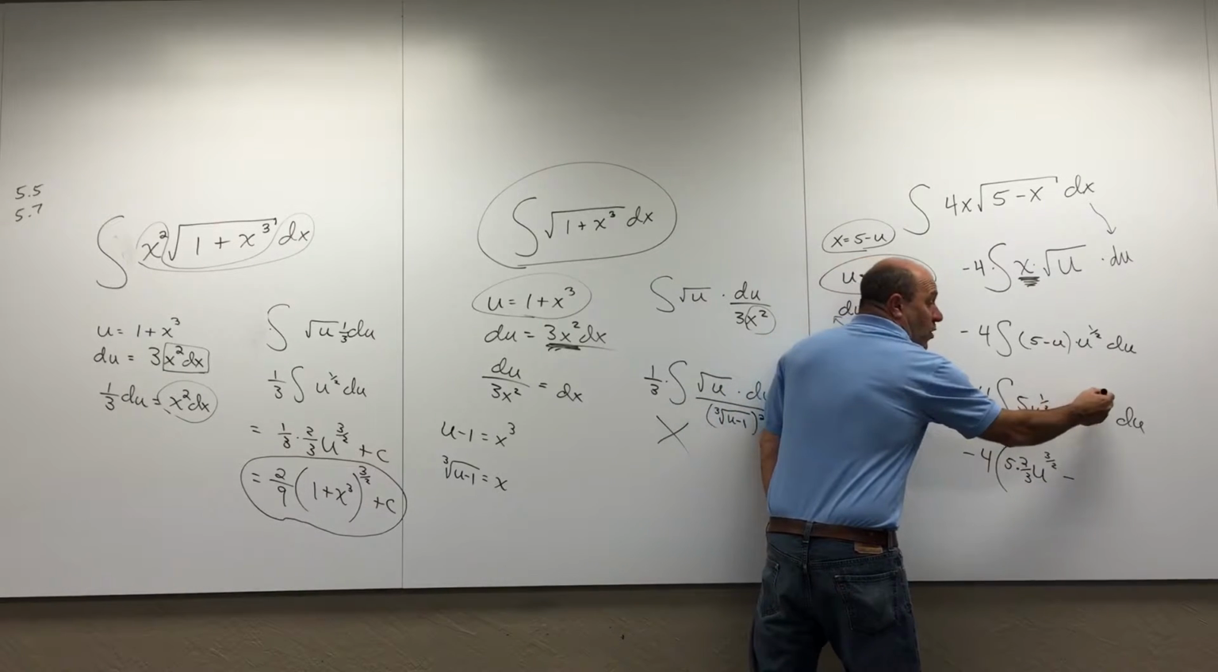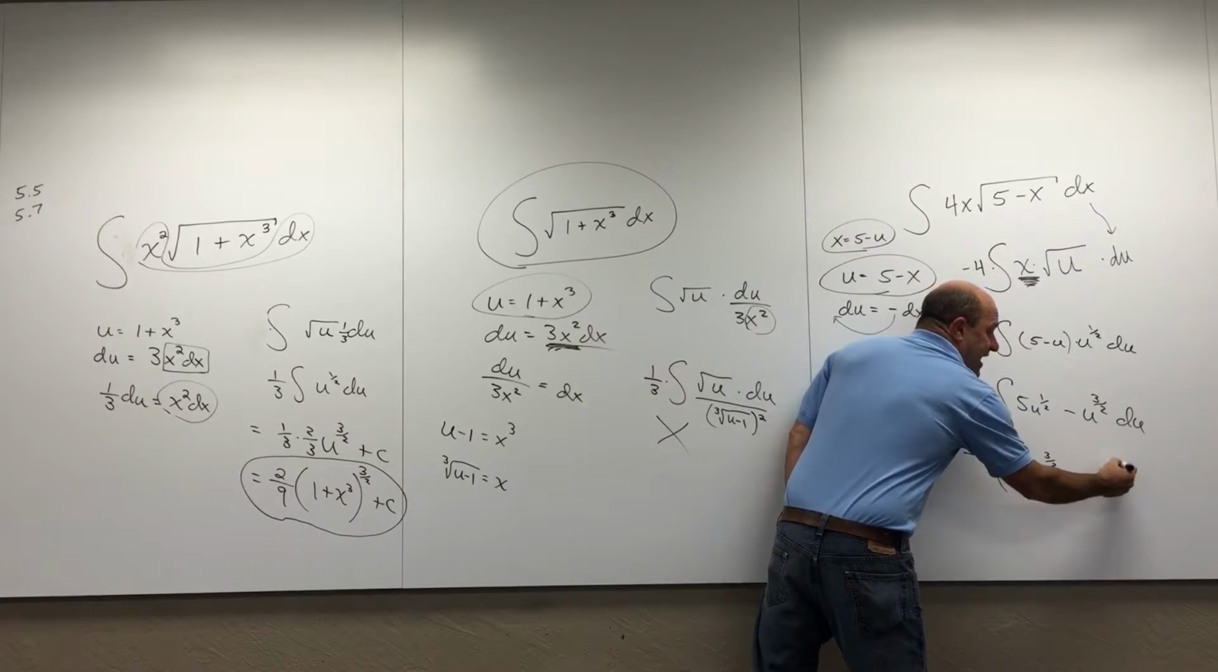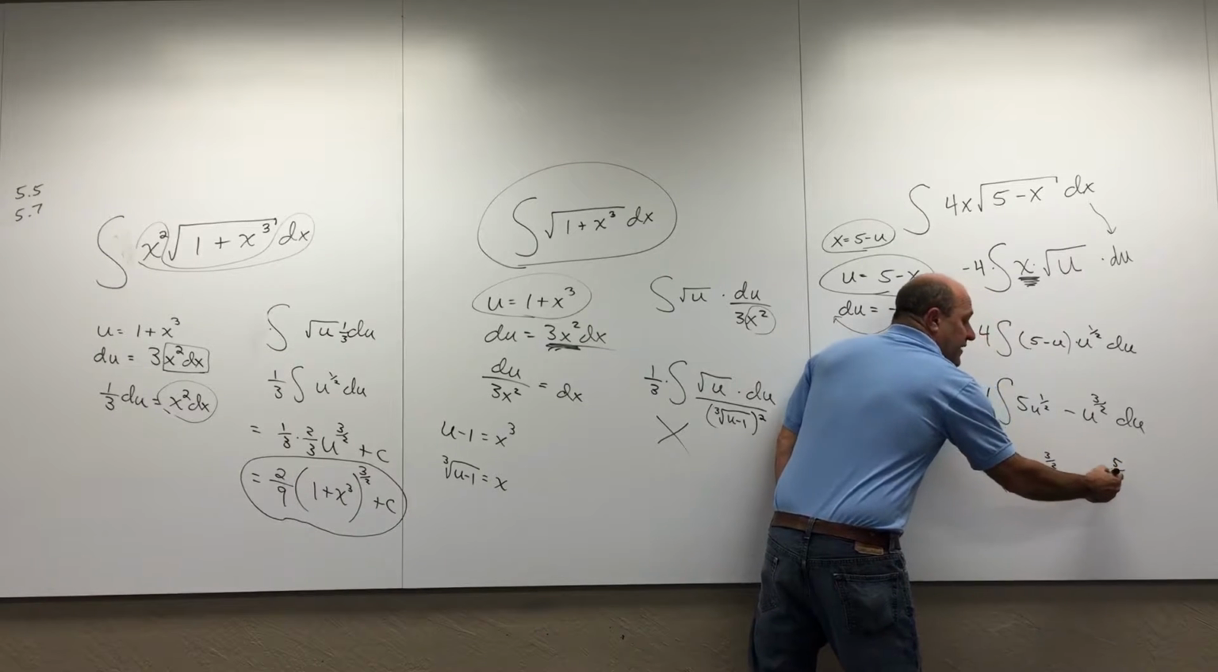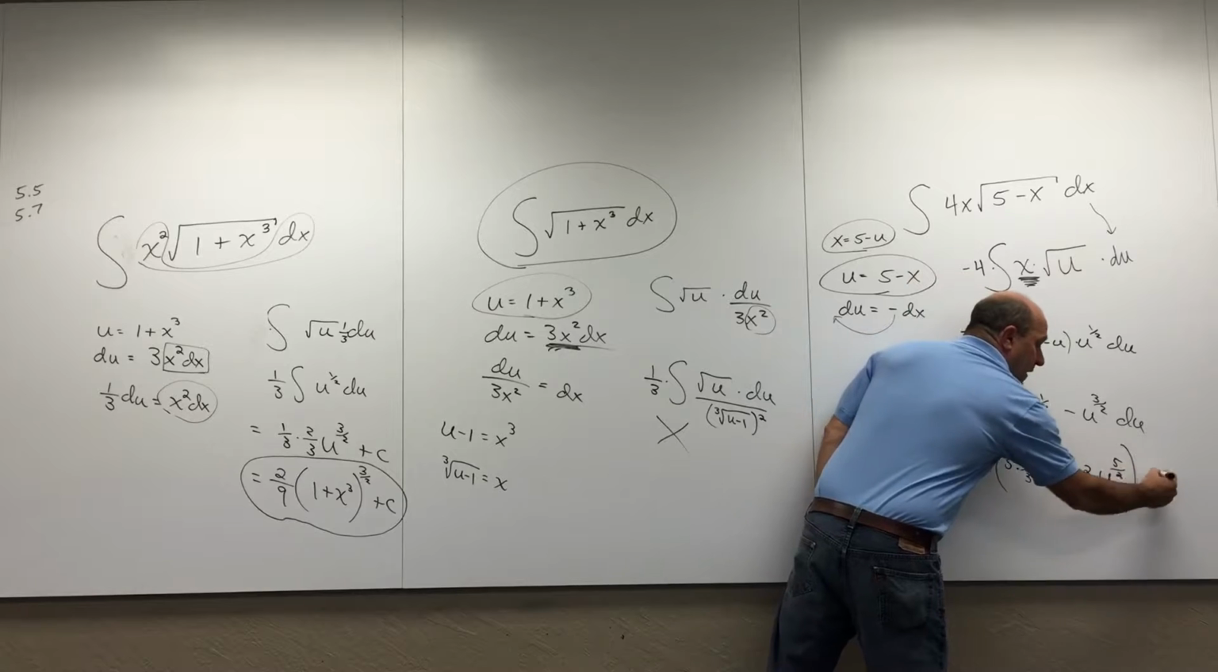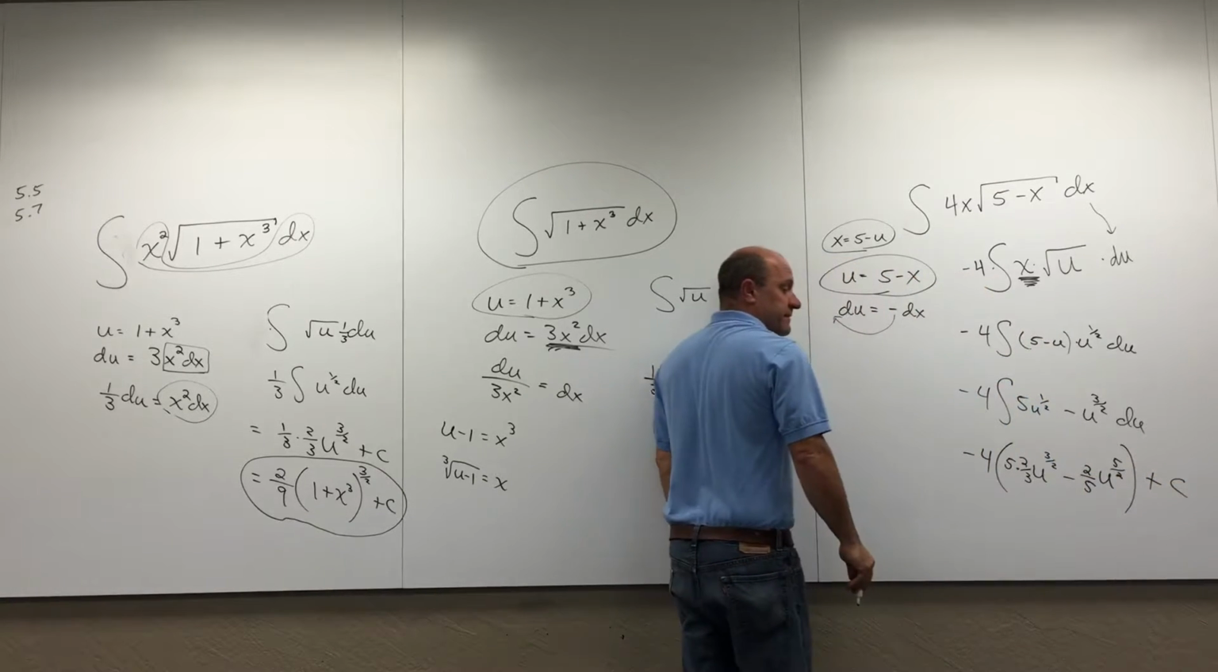Minus, you add 1 to that. When you add 1 to that, you get u to the 5/2. And then you multiply by 2/5. And now that guy's finished. Put a plus c and you're finished.